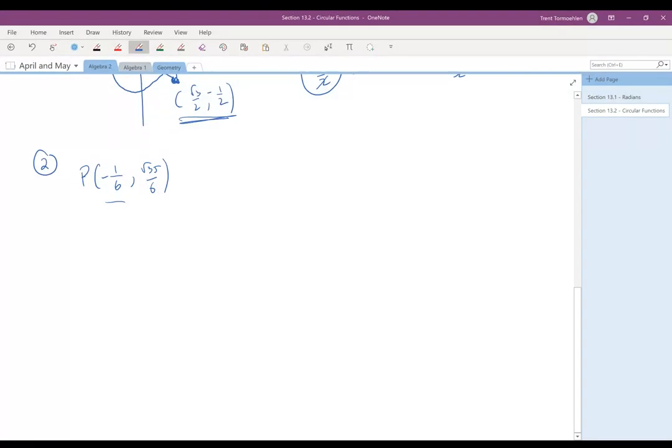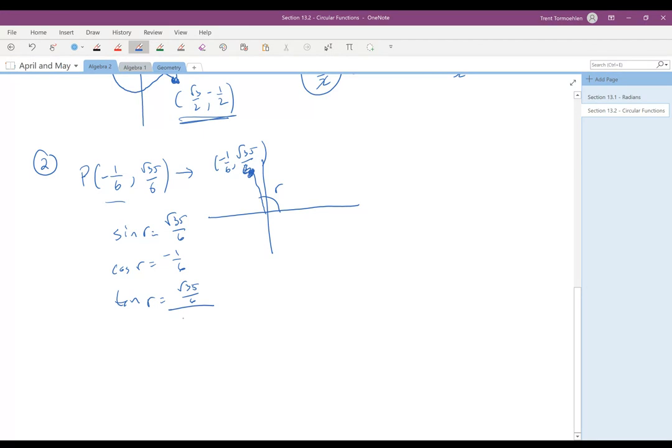If you want to find the functions of this point, all you have to think about is that this is going to be at some angle. If you were to graph this, it would look something like this, with the point negative 1/6, root 35 over 6. And so this angle right here, we'll call it r. The sine of r is just equal to y, root 35 over 6. The cosine of r is just equal to x, negative 1/6. The tangent of r equals root 35 over 6 all over negative 1/6.